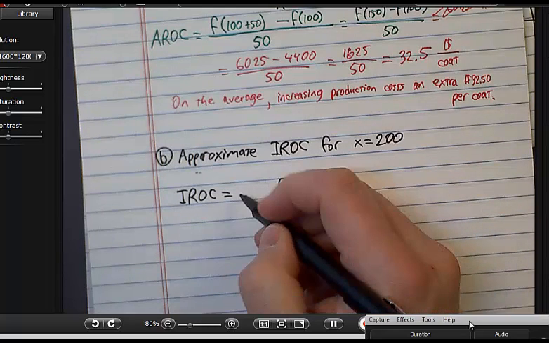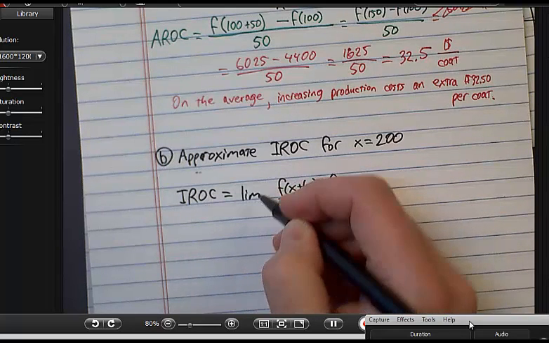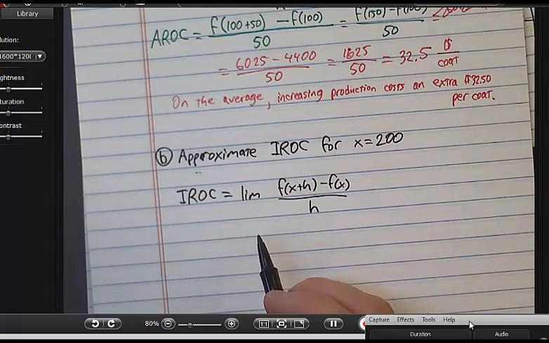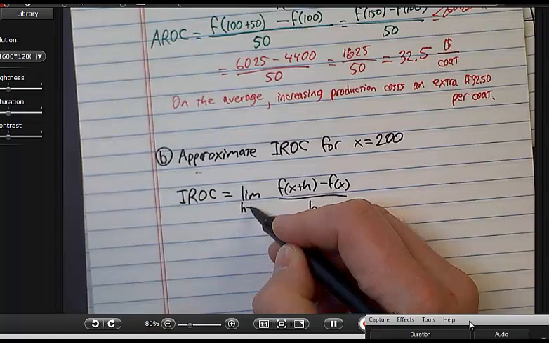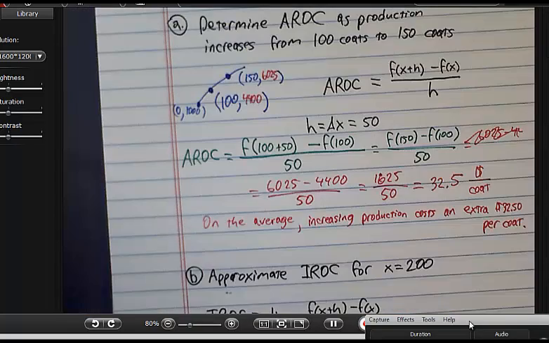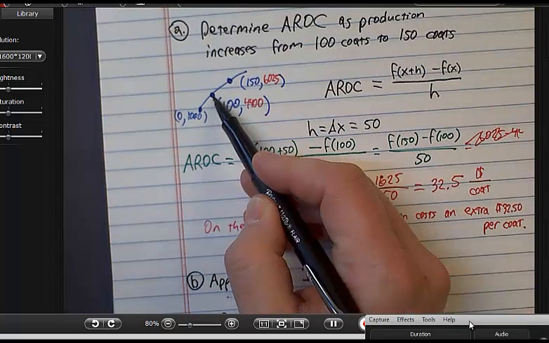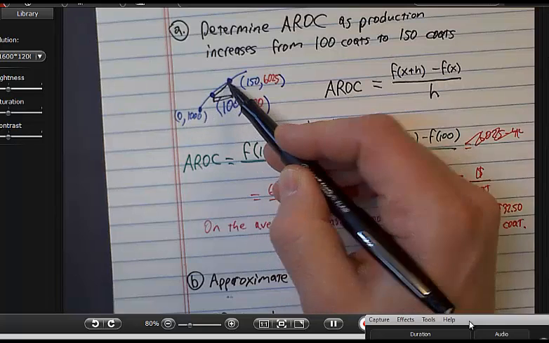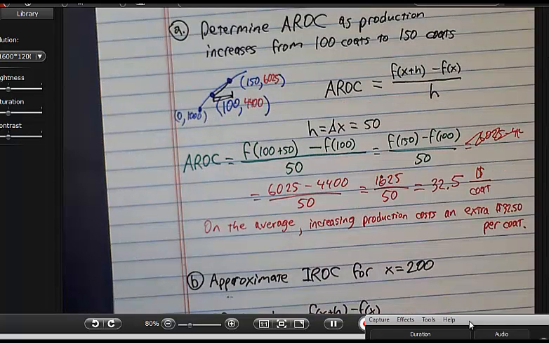But now I'm also going to take the limit as what happens? Approaches 0. As what approaches 0? H. As h approaches 0. Remember what h is. H on the picture above was 50. It was the distance along the x-axis from here to here. I want to shrink that, because if I shrink that, instead of having a secant line, I get more and more like a tangent line.